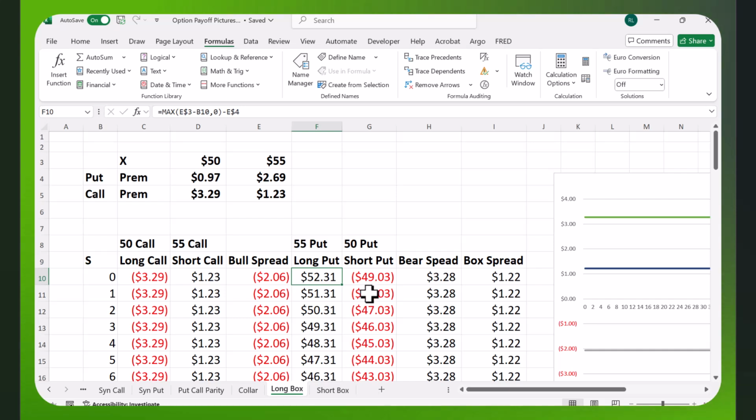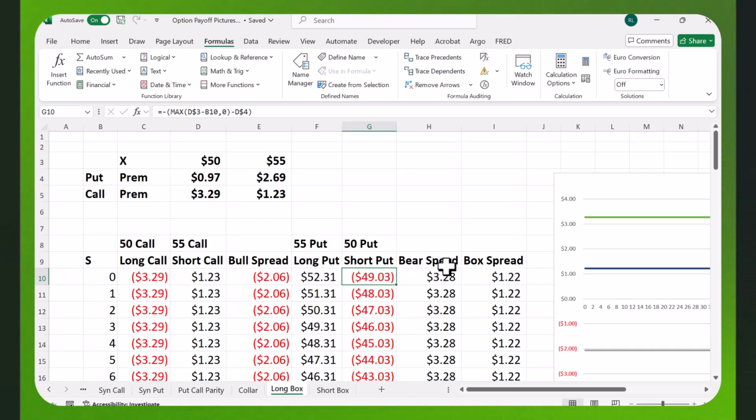Similarly, I did it for the short put. Okay, and the way I did this is the same. I put in the formula for a long put, but then just took the negative of it. So I have minus and then parentheses around the whole term I have here, the maximum of D3, strike price, minus stock price, or 0, and then minus the premium.